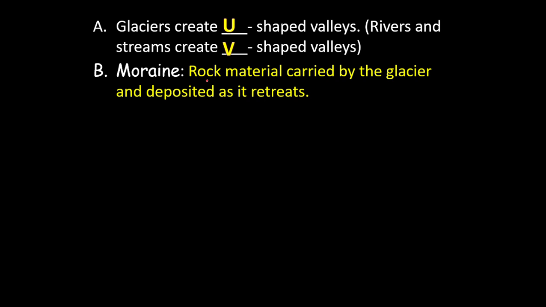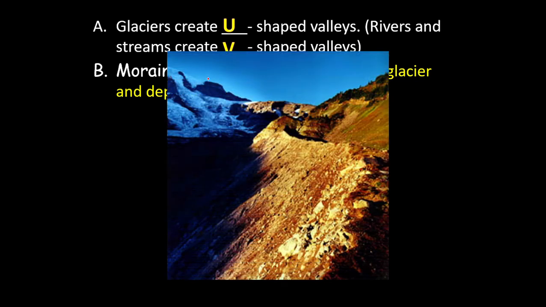So rock material is carried by the glacier and it is deposited when it retreats. We can see here the glacier on the left side pushed forward, and it created this kind of bump of material here. That's a moraine. The moraine indicates the farthest point that a glacier moved.